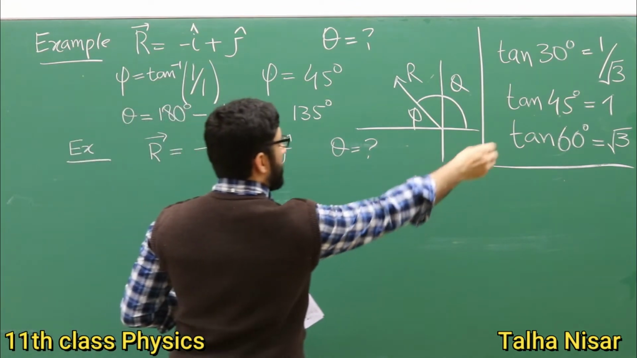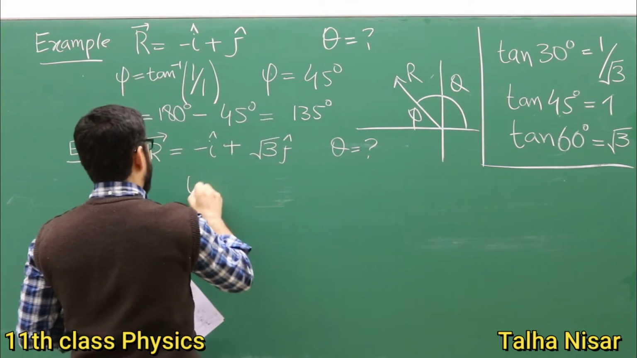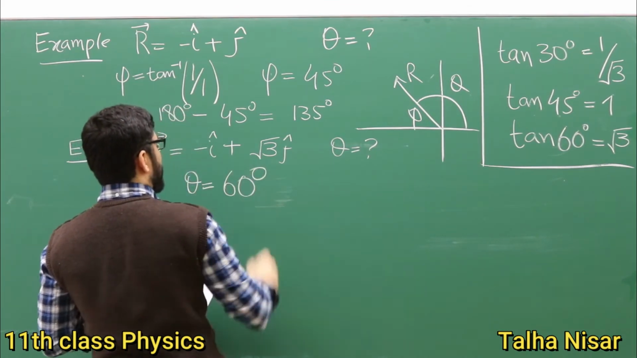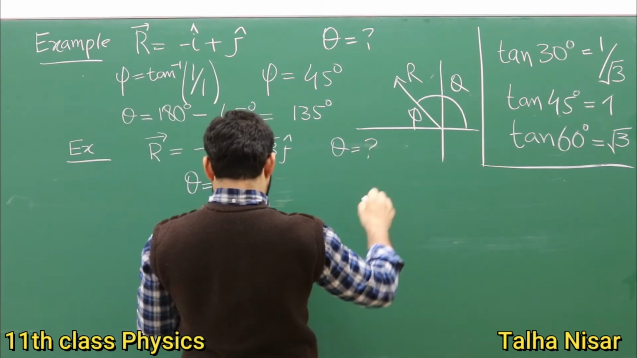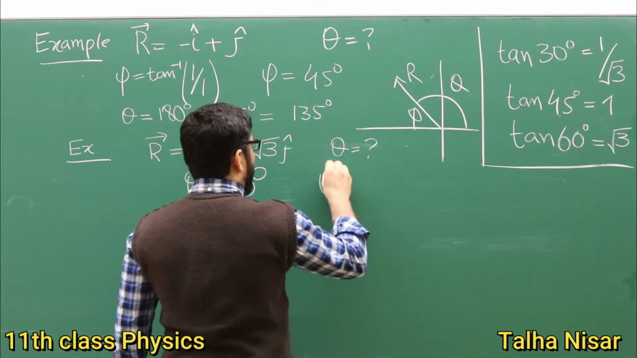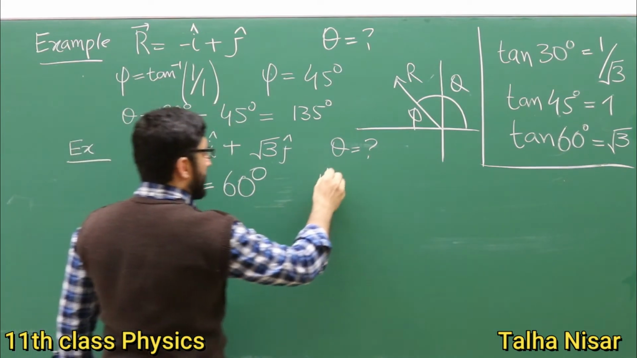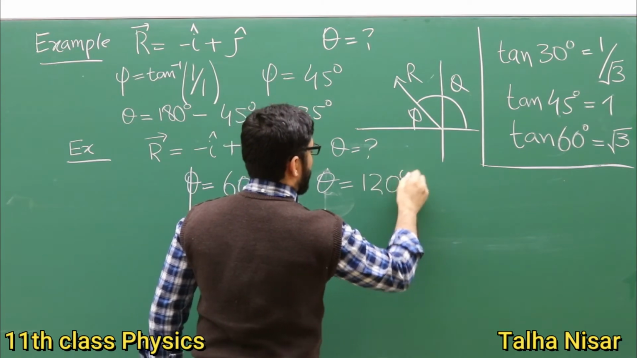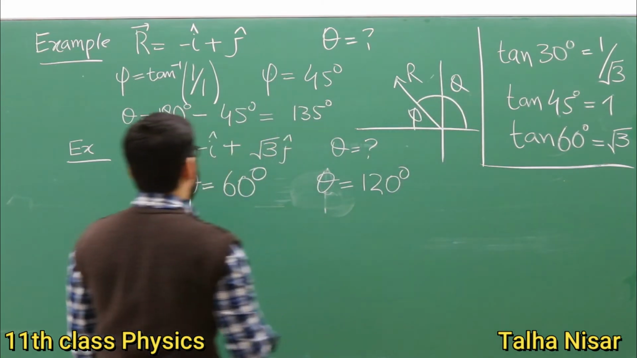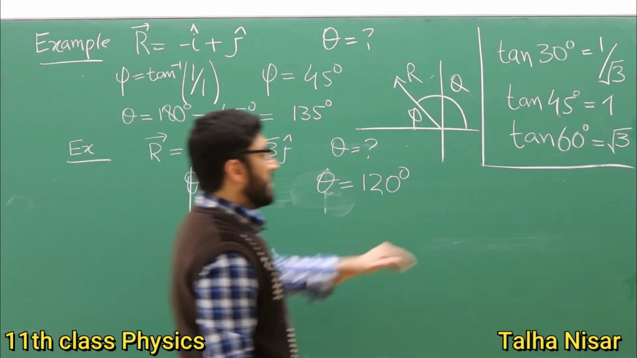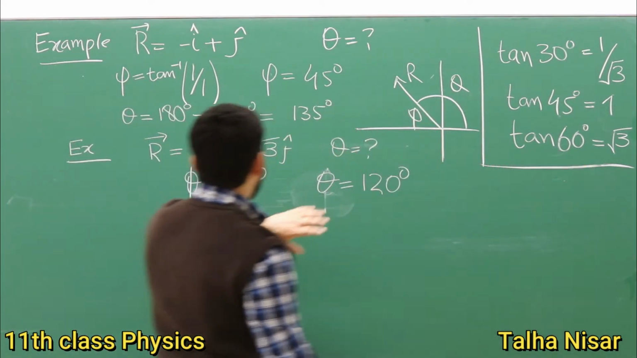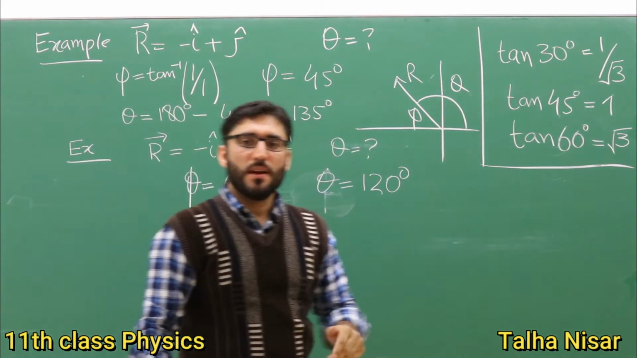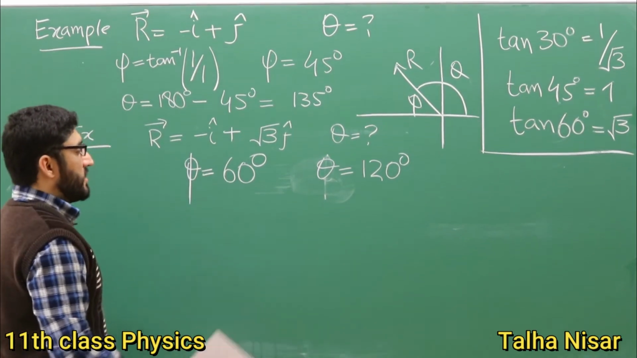So here we can simply see from these values that theta is equal to 45... sorry, it's 60 degrees if we subtract it from 180. So this is phi, and this is theta, and this is 120 degrees. So if you remember these values, you can easily find the angle between the resultant vector and the positive x-axis.